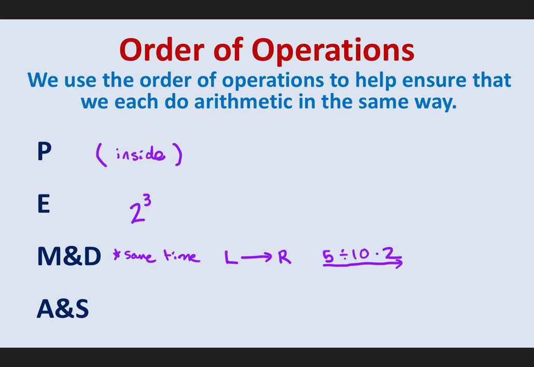Lastly, addition and subtraction, same thing. They're done at the same time. So you're going to do all your addition and subtraction, executing them in a left to right fashion. If you have something like 3 plus 2 minus 5 plus 7, you start left to right. You start with the 3 plus 2, then you subtract the 5, then you add the 7. It doesn't give priority to addition, or priority to subtraction. You go left to right in that order.